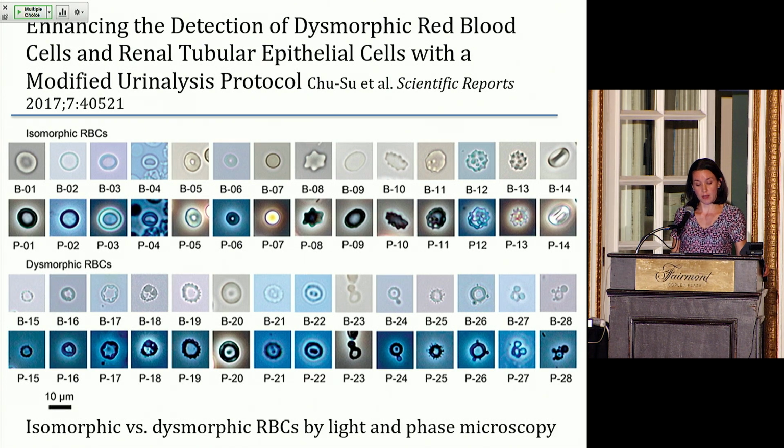And this was an interesting picture from their paper. As you can see, they give a large number of images of red blood cells. All these ones across the top are all isomorphic RBCs. And they rated all these ones in the lower panels here as all different forms of dysmorphic RBCs. Now, I think for most of us, the ones we would be interested in are these particular ones here, which are the acanthocytes. But for this study, they also identified that these were dysmorphic.